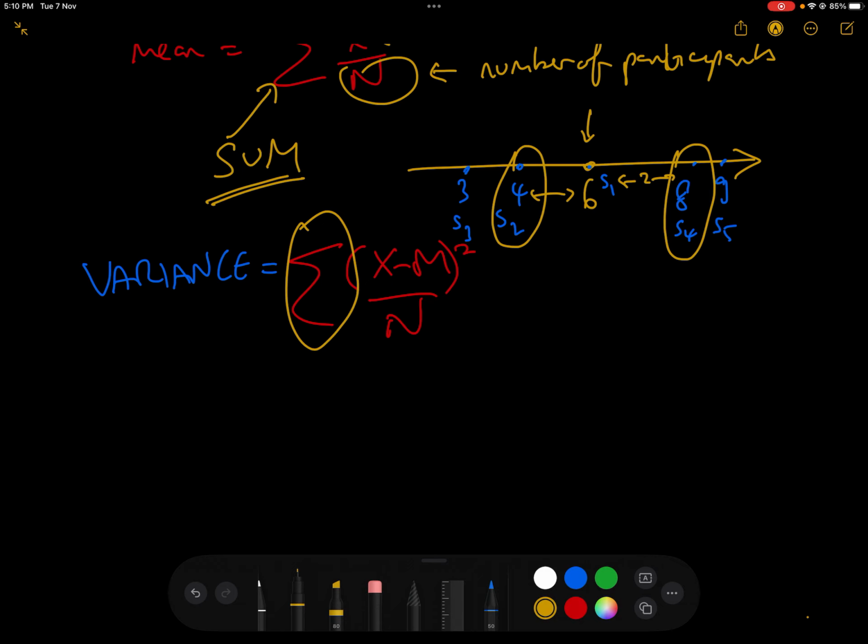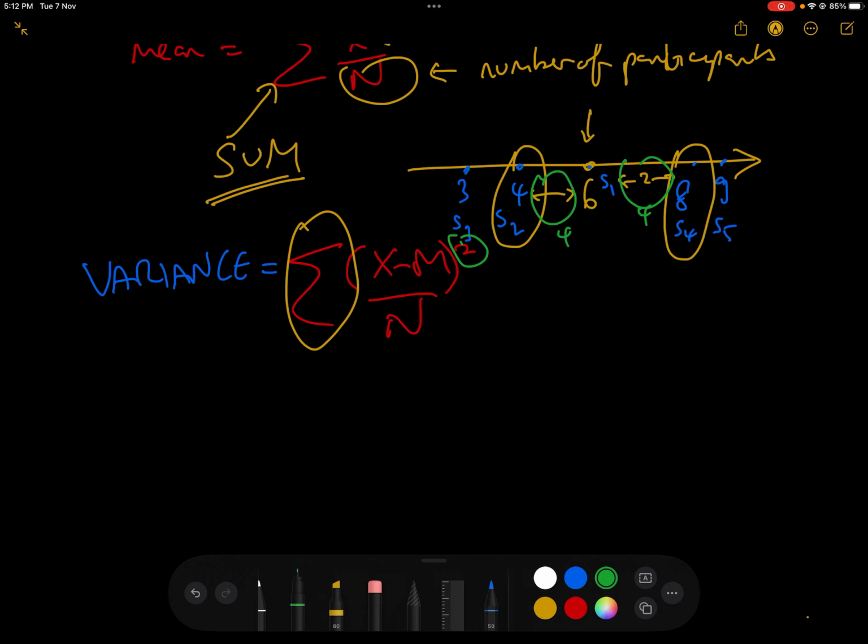If we then added up student S2's difference from the mean and student S4's difference from the mean, we would get minus 2 plus 2, which equals 0, which isn't very helpful in the slightest. If we square that difference and we square that difference, then their numbers will be positive. So we have 4 and 4, and we add the squares up. Now that's why the variance is the square of the difference between each of the participants' scores and the mean.